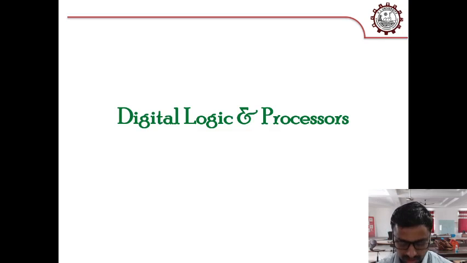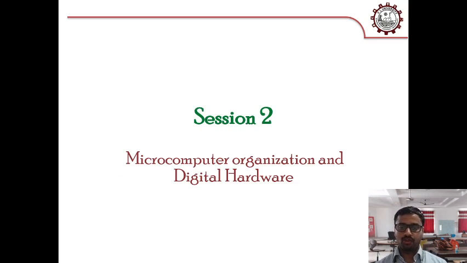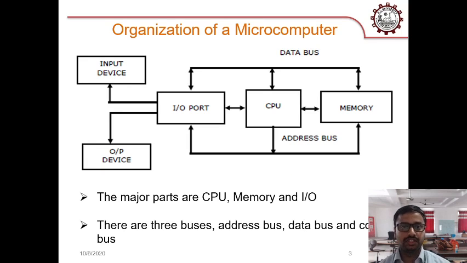Hello everyone, welcome to the second session of our digital logics and processors. Last session we discussed what a microprocessor is, what a microcomputer and a microcontroller are, and how a general purpose system and an application system vary. Today we'll talk about how the computer is actually organized, how the components communicate with each other, and how they work together.